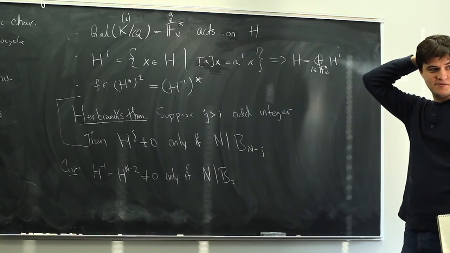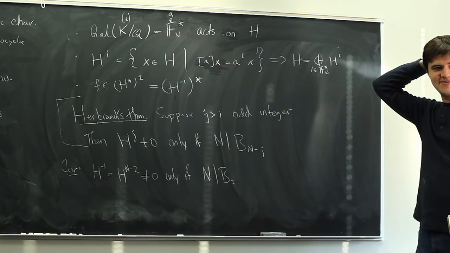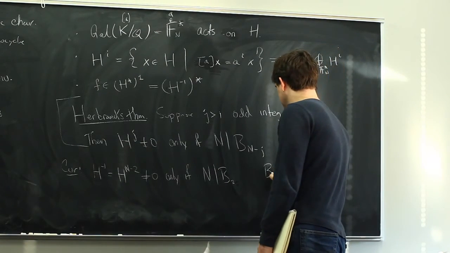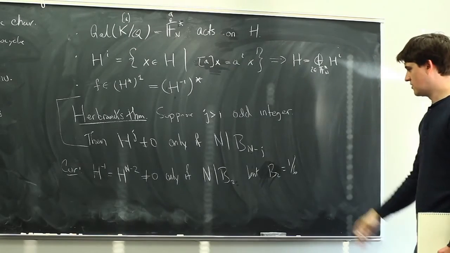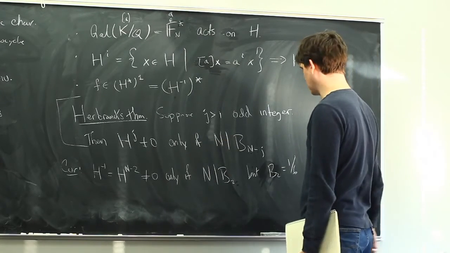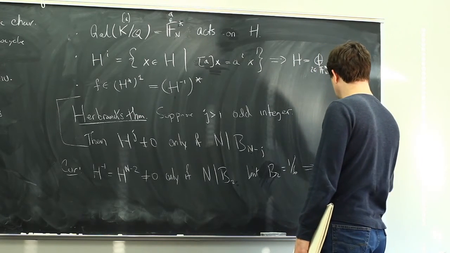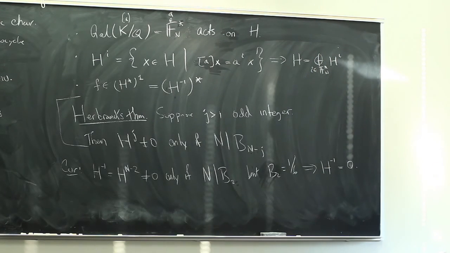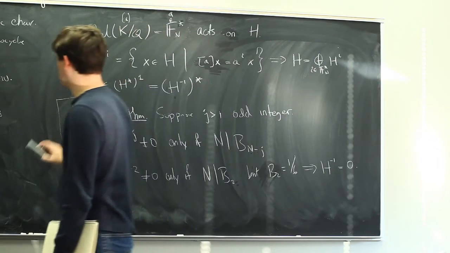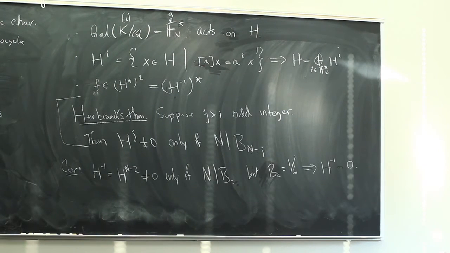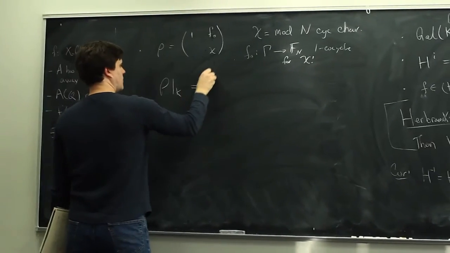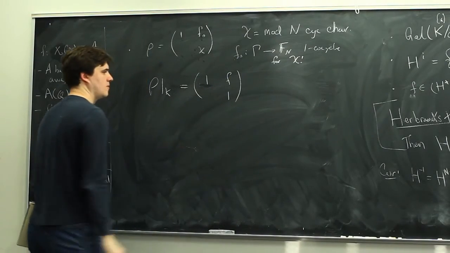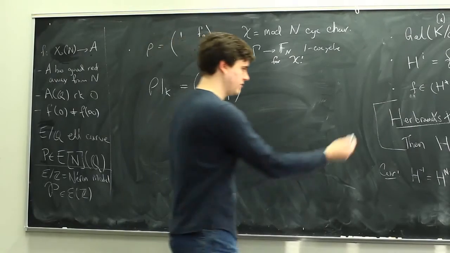And what is B_2? It's 1/6. So nothing divides that. So this implies that this H minus 1 is always 0. That means that our f is 0. So if I look at the restriction of rho to K, by definition this is (1 f; 0 1), but we just showed that f is 0. That's what Herbrand's theorem implies.